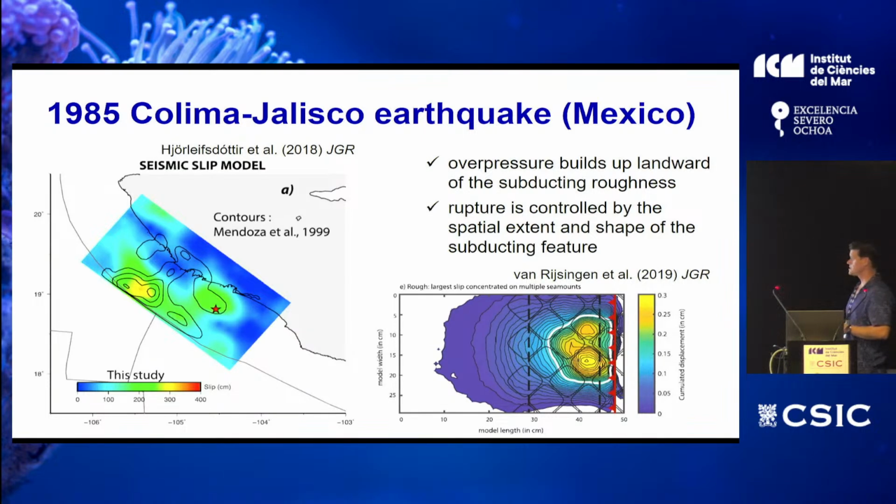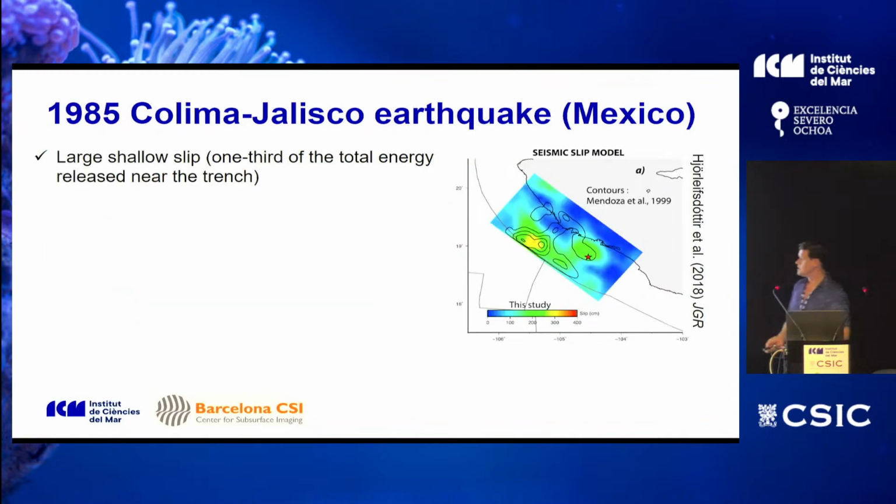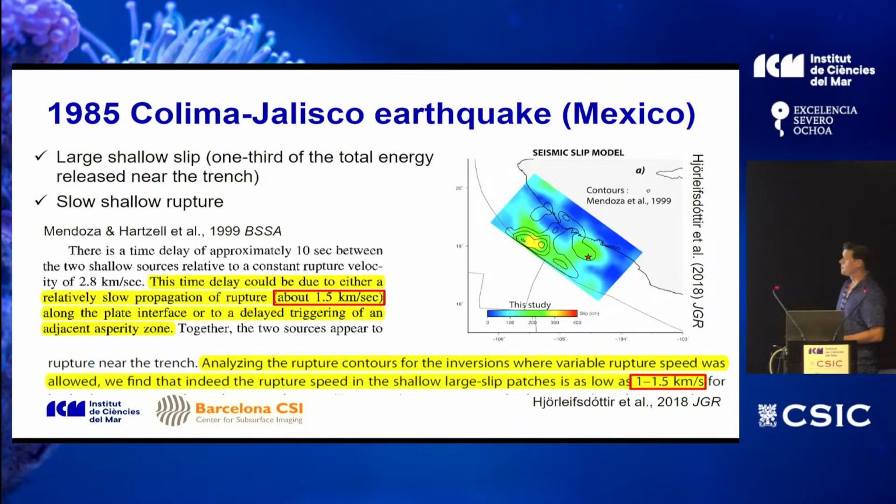Now, these arguments explain why a deep earthquake propagated so close to the trench, but they don't explain why it released so much energy and why it was so slow. Now, these are the two, let's say, dynamic aspects that we know.